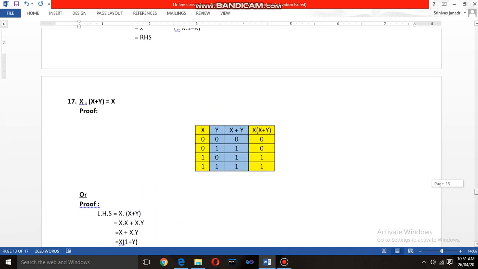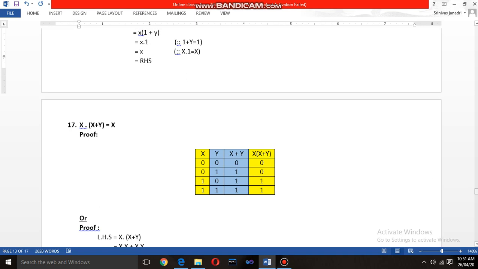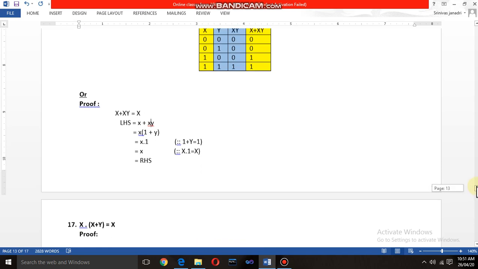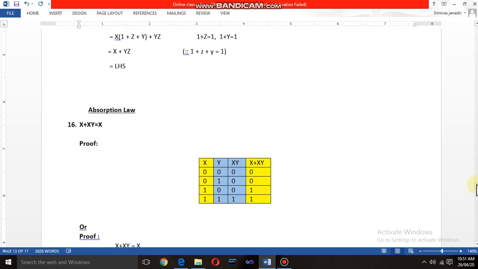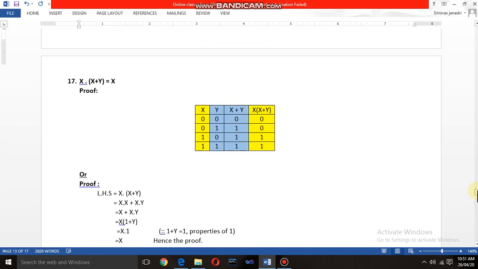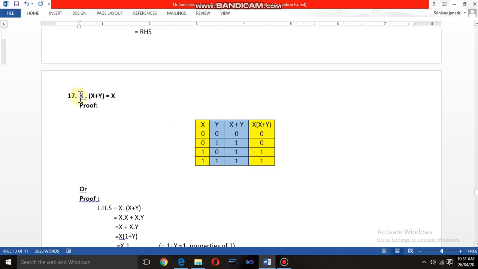You have to remember all these things. This is very important in solving Boolean expressions. If you just remember these things, that is x plus xy is equal to x, and if you are remembering these postulates, then it is easy to solve the Boolean expressions. And this is another one, the second absorption law: x into x plus y is equal to x.